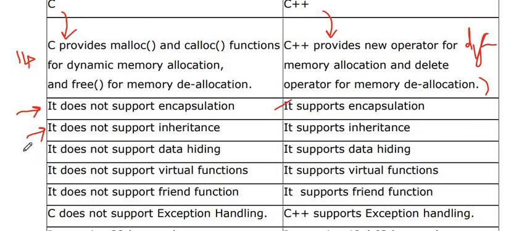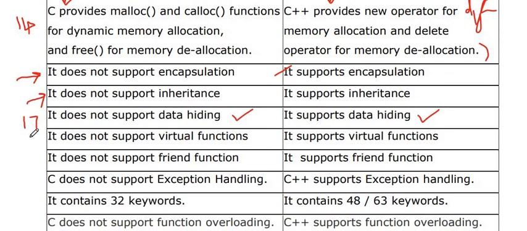Now let us see the next difference between C and C++. C does not support data hiding. Means C language does not support data hiding. Under the C++, it supports data hiding.